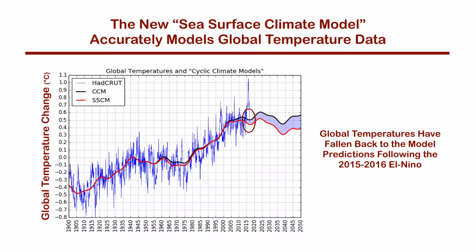The global temperatures after the El Nino event have in fact fallen back to the model predictions following that El Nino event. So even though it looked in 2016 as if the global temperature really was increasing rapidly towards some kind of a catastrophe, since the peak in 2016, the global temperatures have in fact fallen right back to where the cyclic climate model developed in 2015 predicted they would be. A year ago, they predicted what they would be today, and that's what they are today.